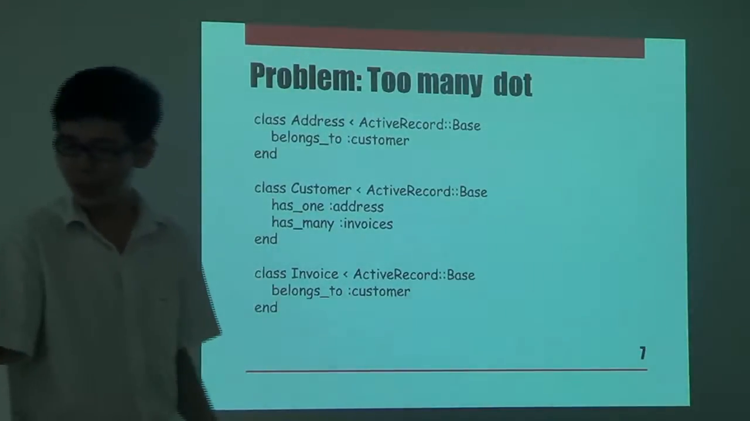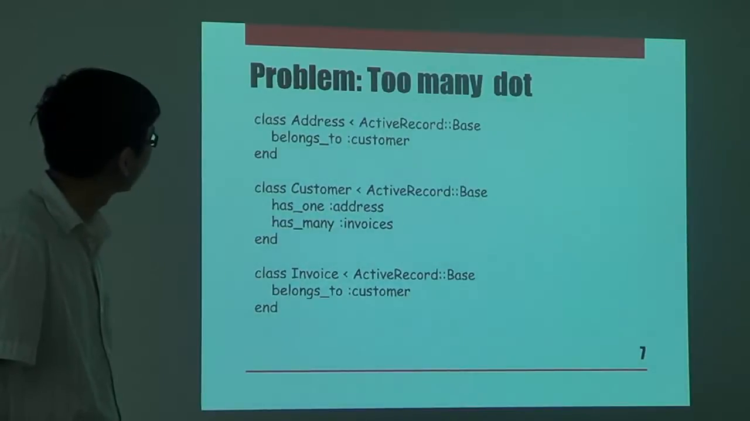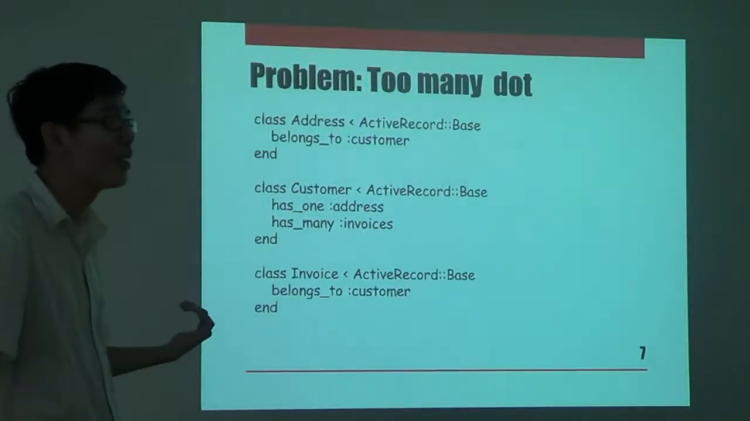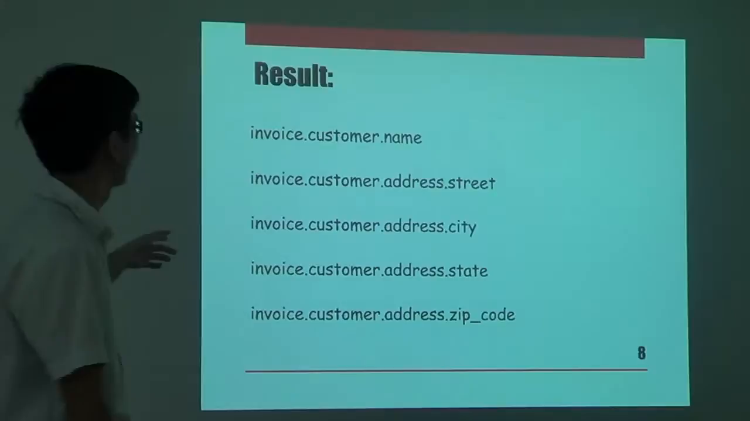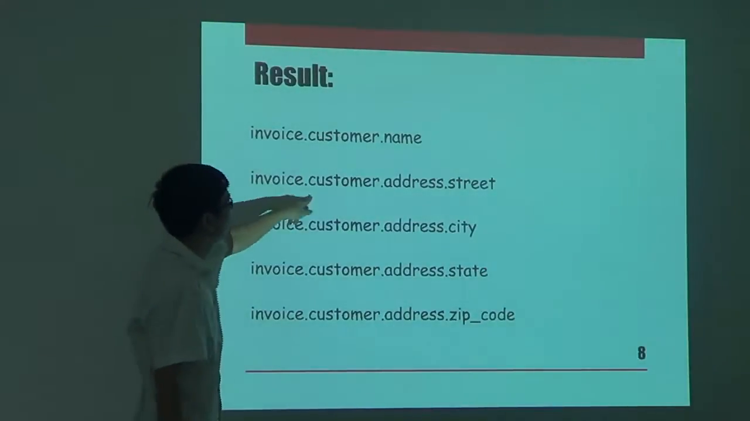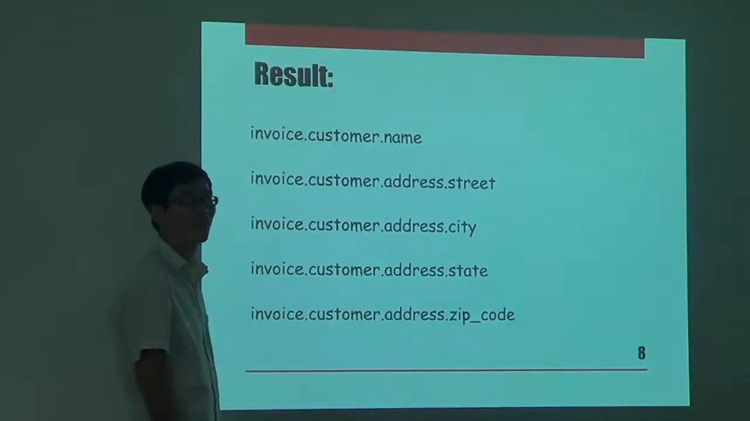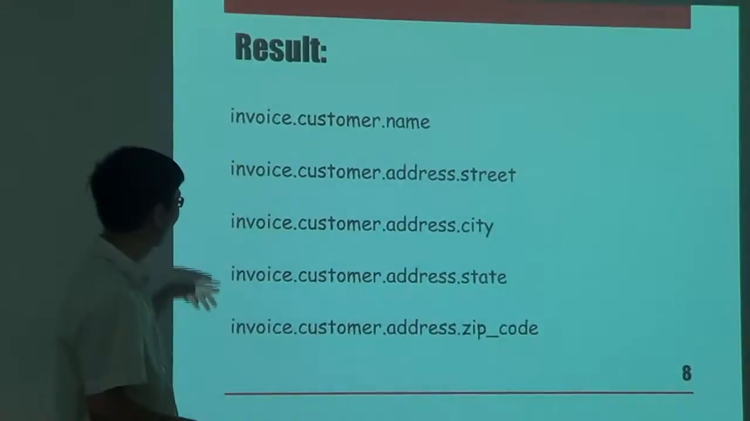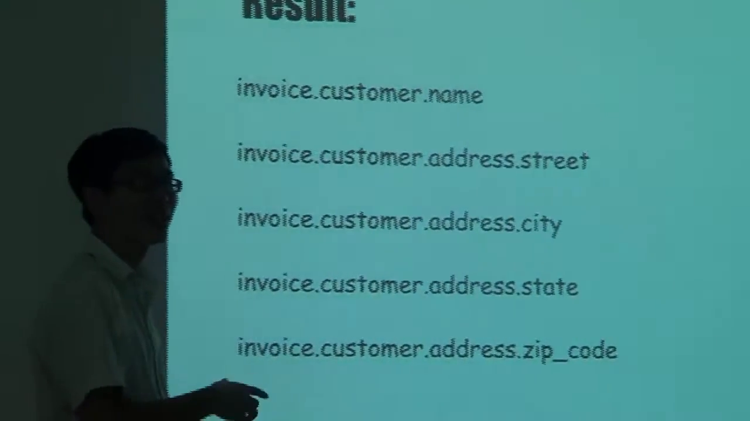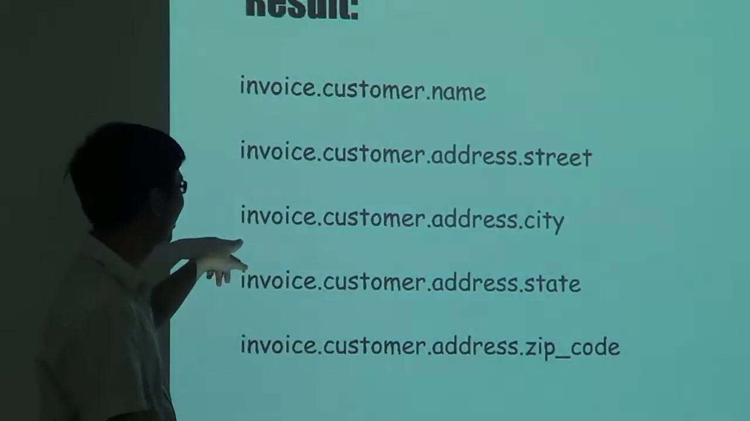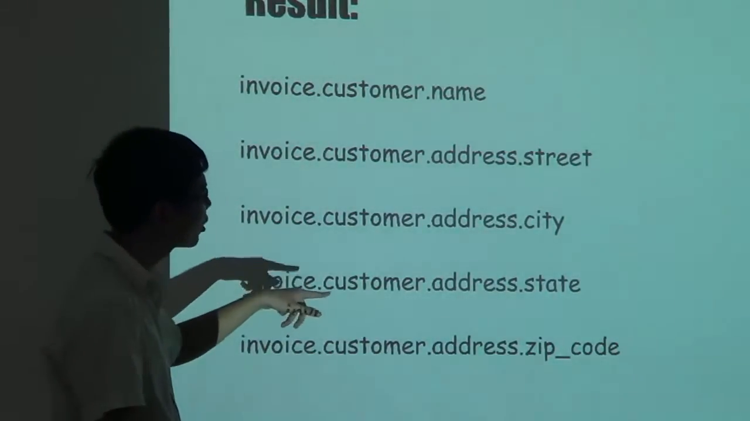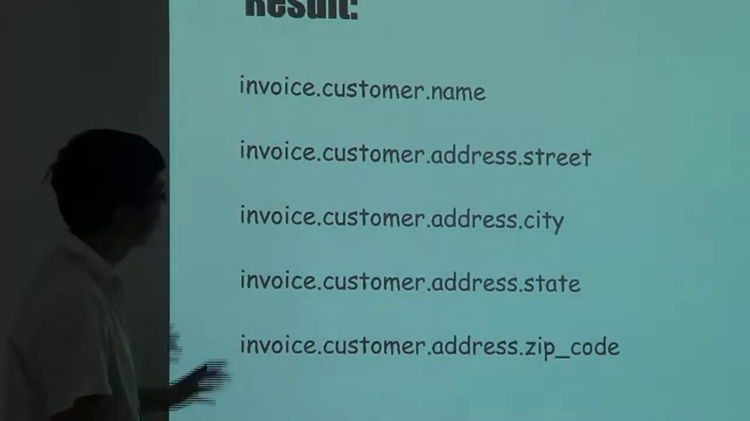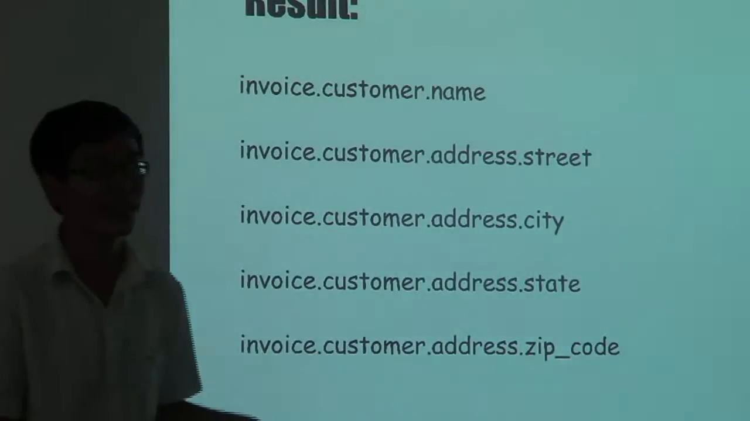So when you have an invoice and you want to find the address of this invoice, you have to use something like invoice dot customer dot address dot street to find the street of the customer which this invoice belongs to. When you want to find the city, you have to use some sentence like invoice dot customer dot address dot city. It's very long. And this is not good when we are using something like this.